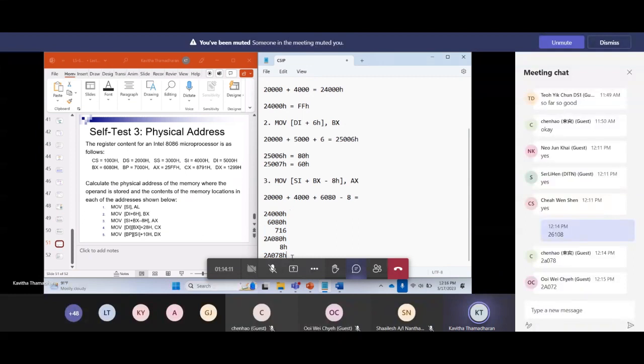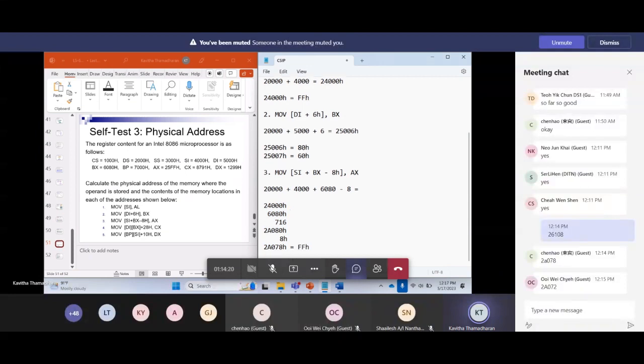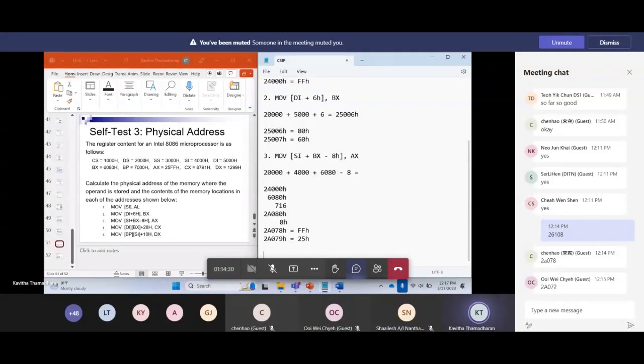So you get 2A078 as the first location. In 2A078, I will store FF hexa, and then I increment 1 to 2A079 and I will store 25 hexa. Is this clear with you guys? Any questions on this?